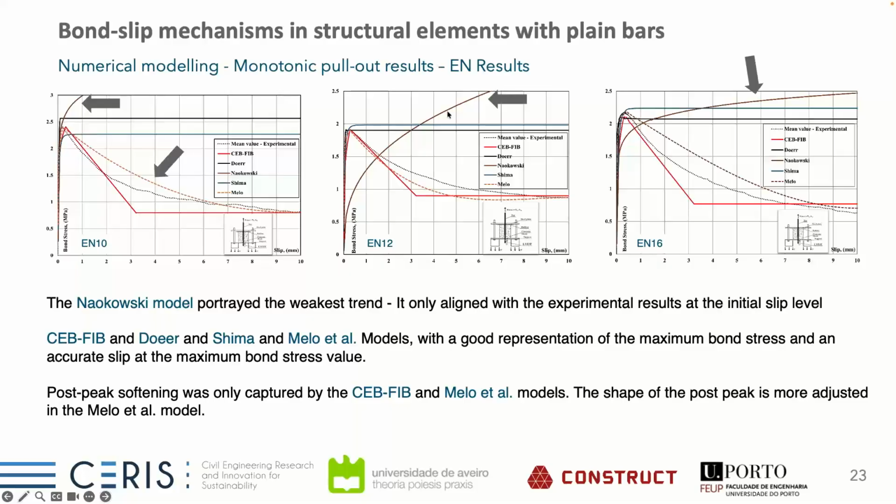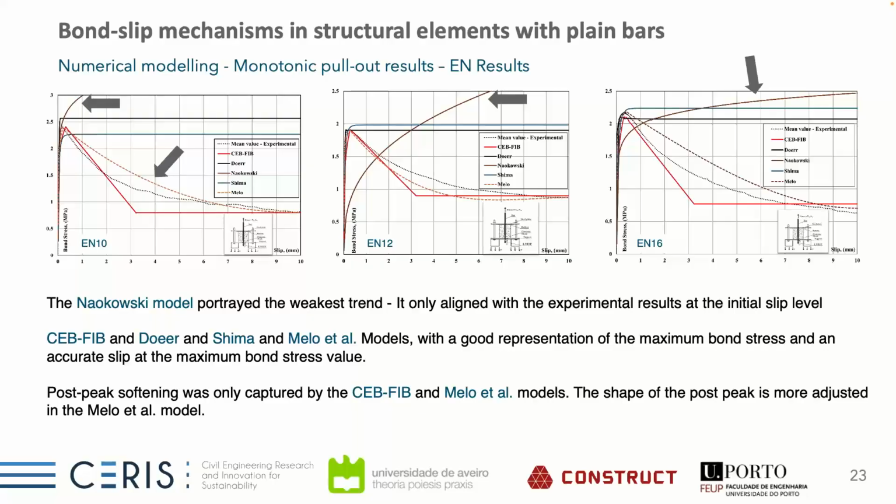Of course, probably different results can have a better adjustment. I'm not saying that the model is not okay. I'm just saying that it was not adjusted to our results. And on the other hand, the CEB, Dörr, Cosenza, and Mellow models have a good representation until we reach the maximum bond stress and the accurate slip at the maximum bond stress value.